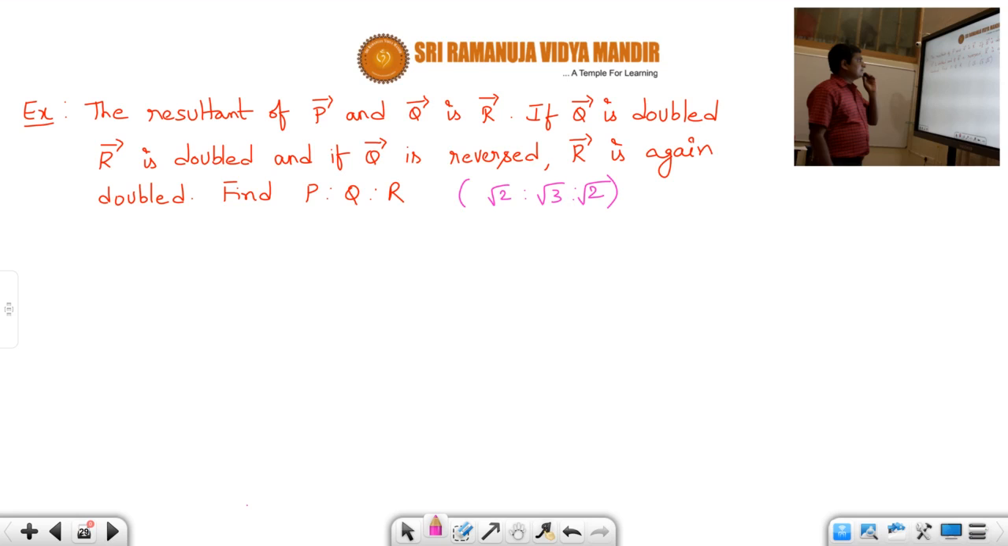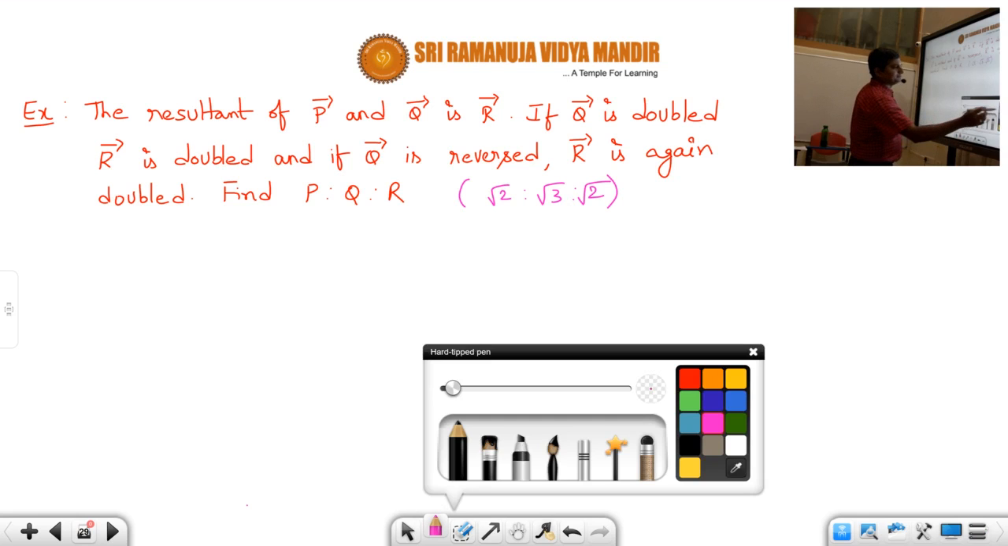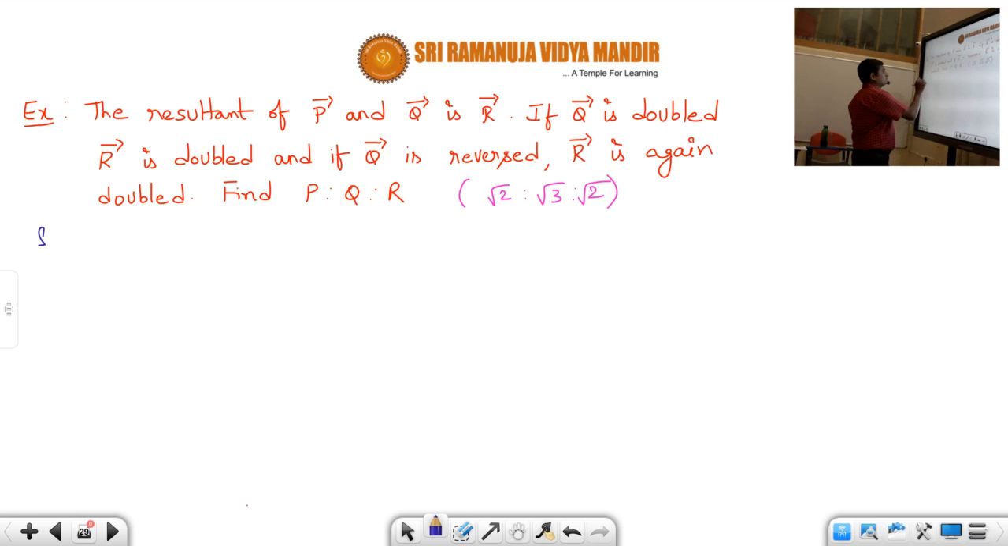Where here the resultant of P bar and Q bar is given as R bar, and if the vector Q is doubled, R is also doubled, and if the vector Q is reversed, R is again doubled. Find the ratio of P is to Q is to R. Okay. So here, students, it is just application of equations. You just have to understand the problem, write the equation, solve the equations. That's all, students.